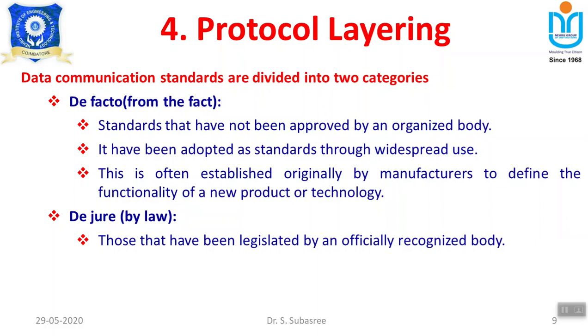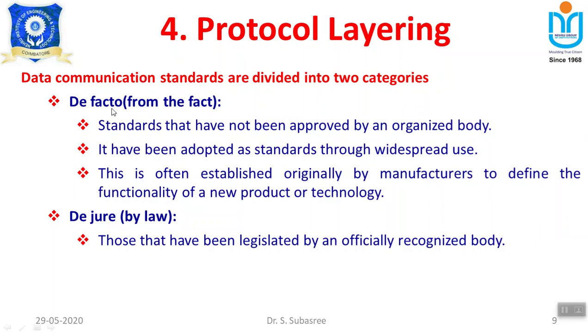So I am using that product and I found that it doesn't have any problem, so I will be accepting that product. So here, it is a standard that has not been approved by an organized body. What is the meaning of organized body? An organized body is nothing but a group of people. It may be from different countries or different companies or different designers or researchers who form a group. That group is called an organized body.